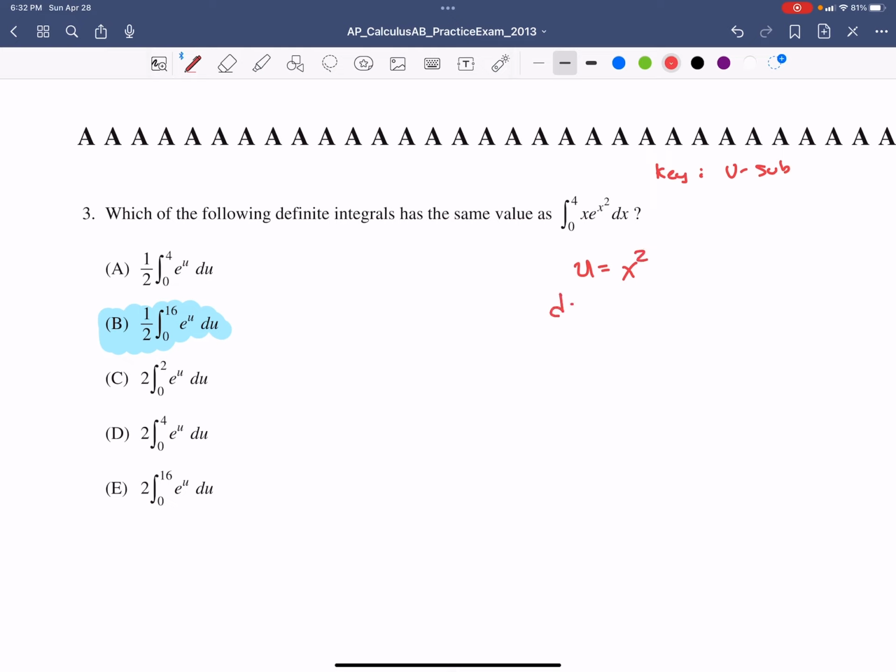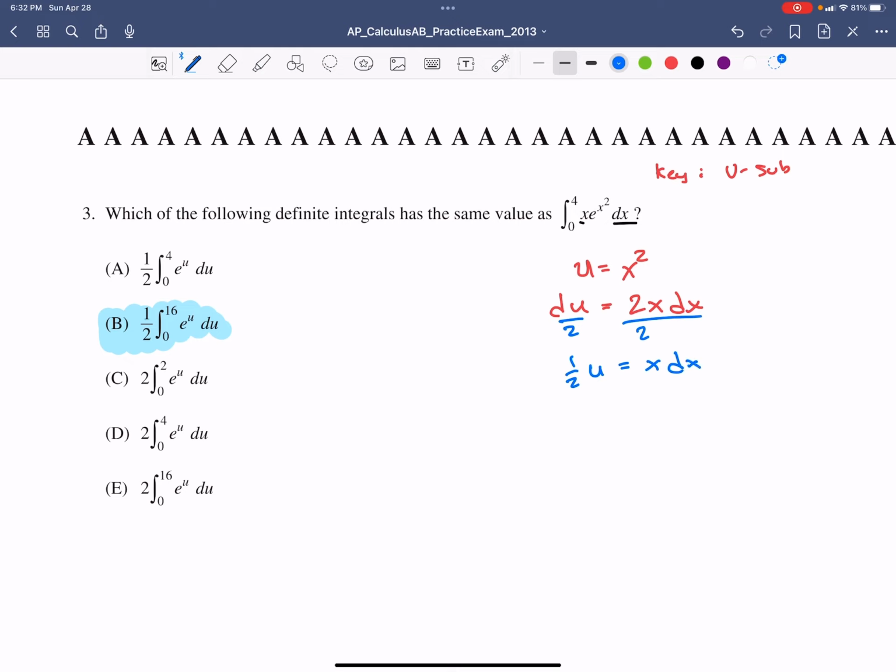You take the derivative of both sides, and you're going to get du is equal to 2x dx. Notice how we have an x and a dx here, but we have a 2x here. So in order to make it an equivalent statement, we divide both sides by 2, so you're going to have 1/2 du equals x dx. Alright, so that's the first thing we're going to notice.